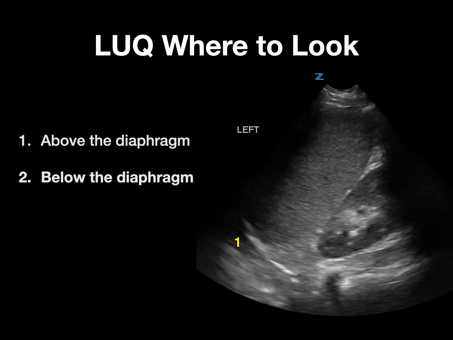We start looking above the diaphragm, but below the diaphragm, so between the diaphragm and the spleen, is the most important area that we're going to look for, and we have to see that interface because that's where we are going to see fluid first. And then we look to the splenorenal recess.